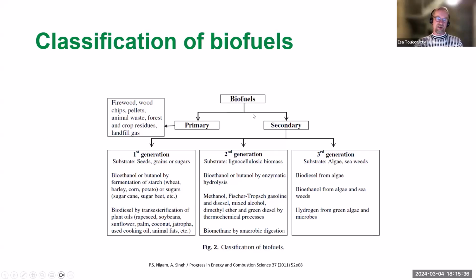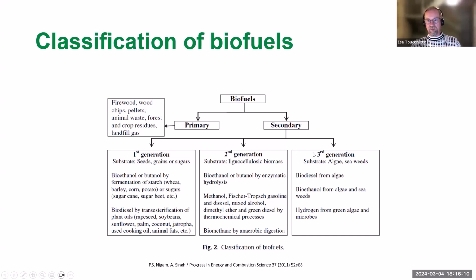So you can group or categorize biofuels as primary. So it's basically the biomass that you burn or combust to get energy, perhaps electricity. And then secondary ones are such that you process a bit further, whereas the primary biomass is just more or less the raw material. And these biofuels have long been categorized as first generation and second generation.